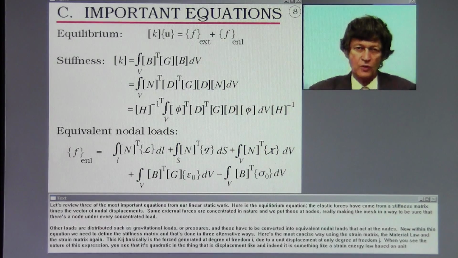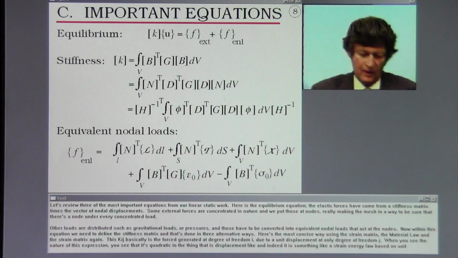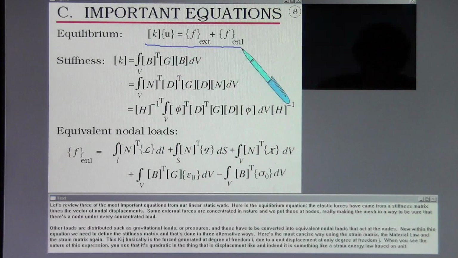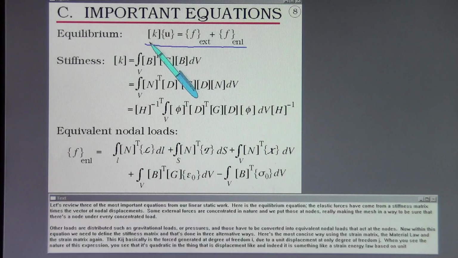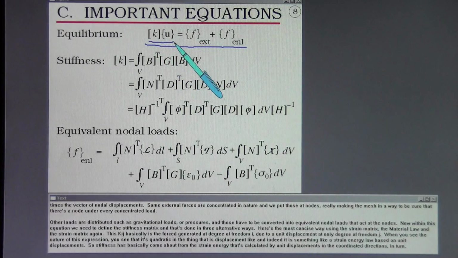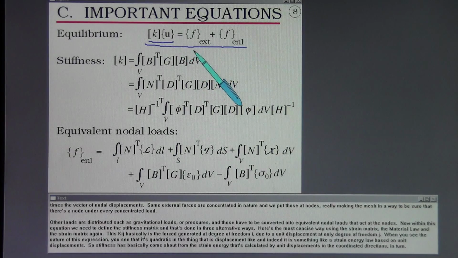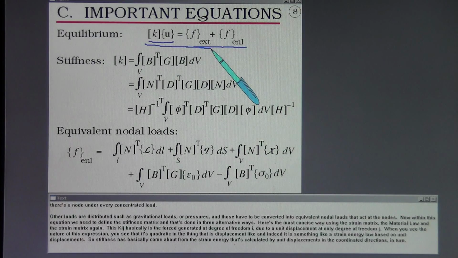Let's review 3 of the most important equations from our linear static work. Here's the equilibrium equation. The elastic forces come from a stiffness matrix times the vector of nodal displacements. Some external forces are concentrated in nature, and we put those at nodes, really making the mesh in a way to be sure that there's a node under every concentrated load. Other loads are distributed, such as gravitational loads or pressures, and those have to be converted into equivalent nodal loads that act at the nodes.